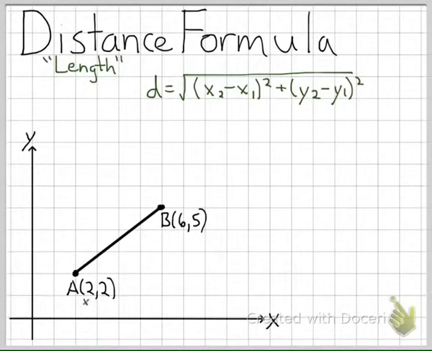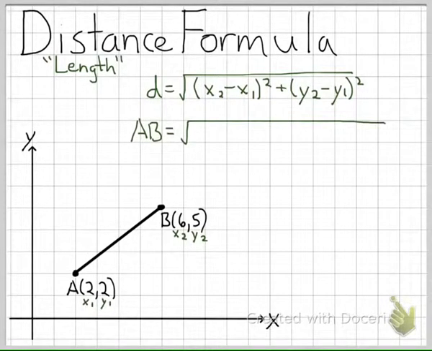So I'm going to label my A coordinates x1, y1, x2, y2, and I could have labeled the other way around, A being the x1, y1. But what I'm going to get is the length AB is equal to the square root. Now I plug in the values I have. So for x2, it's going to be 6 minus x1, which is 2. That's squared. Plus my y values would be 5 minus 2, and that's squared.